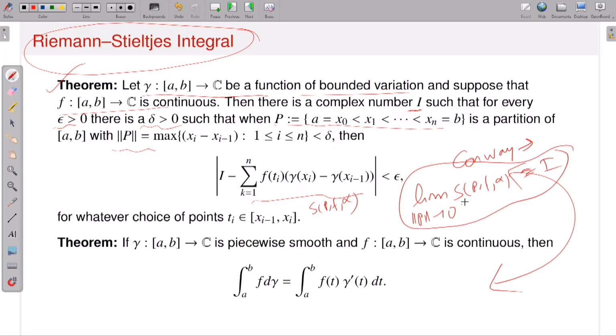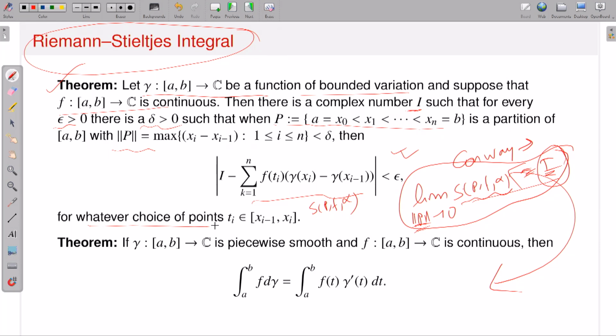So the distance between this and I, I can make very small whenever norm of P is less than delta. Therefore, if my function f is continuous and alpha is a function of bounded variation, then I will always have the existence of I such that the distance between I and the Riemann Stieltjes sum can be made less than epsilon if norm of P goes to 0. That means there should exist a delta such that whenever the norm of the partition is less than delta, the difference between my Riemann Stieltjes sum and that number I is less than epsilon. So this I always exists, whatever the choice of my point t_i inside the interval x_{i-1} to x_i.